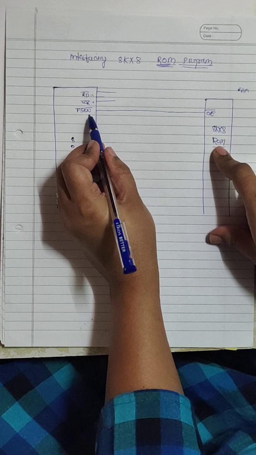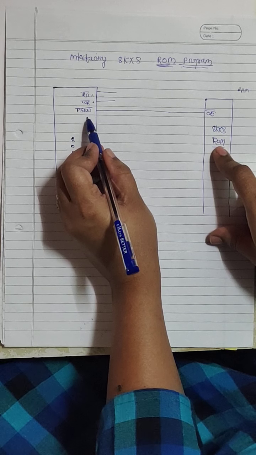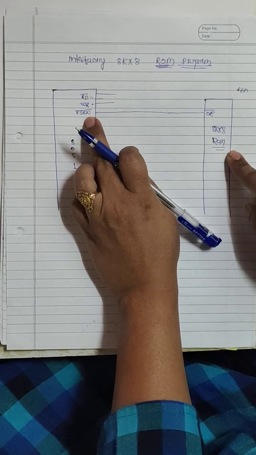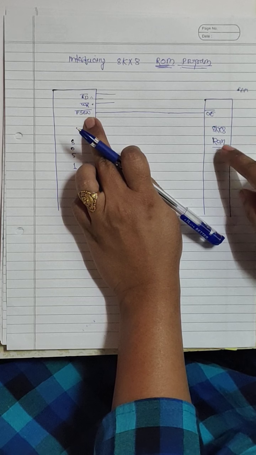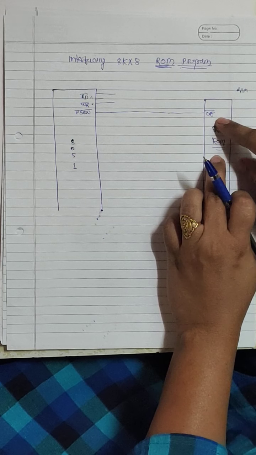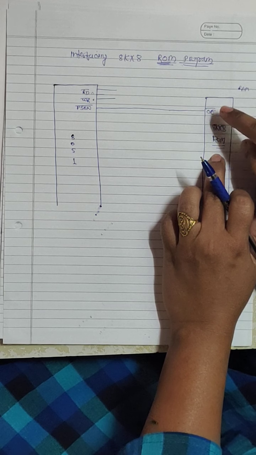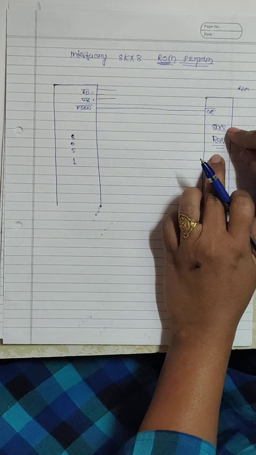Whenever the microcontroller is reading data from the external ROM memory, the program store enable pin automatically becomes low, which means this IC gets activated. It is connected to the output enable pin of the external ROM memory.